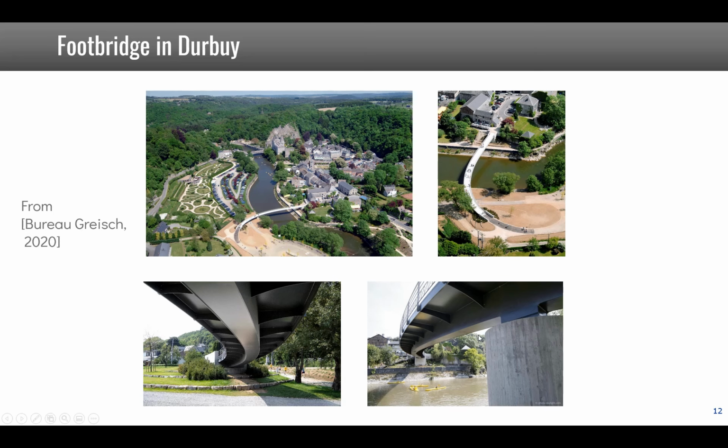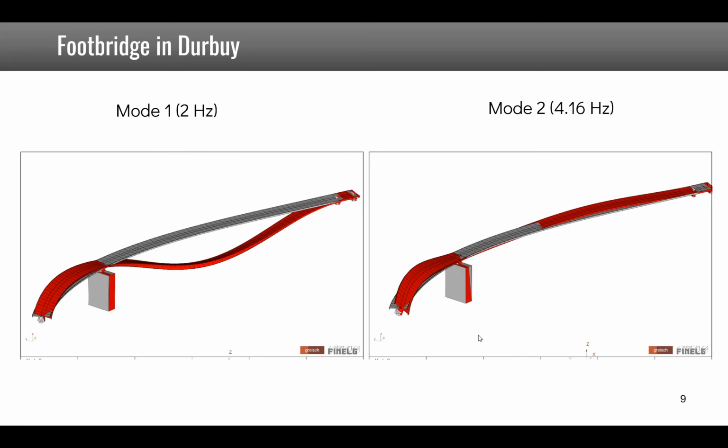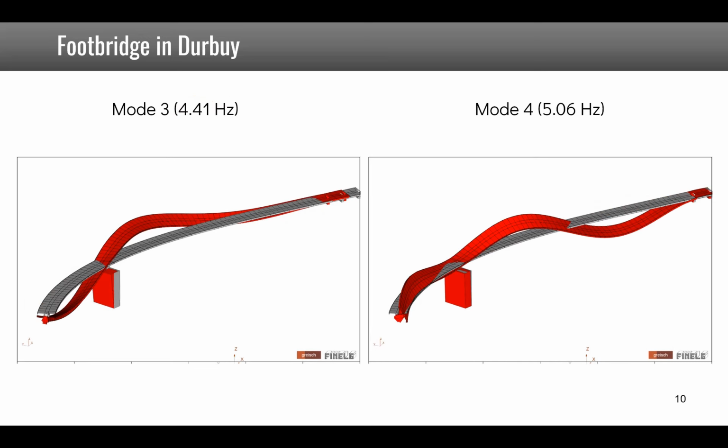This was modeled using finite elements by Bureau Greisch, and these are the first two mode shapes. You see in the first mode shape you have a bending of the main span with a slight torsion due to the curvature of the bridge. In the second one you have a second bending mode of this main span. Note that mode 1 is around 2 Hz, so it's quite likely that there will be problems of vibrations because the pedestrians walking on that bridge have an excitation frequency of around 2 Hz. These are higher frequency modes, just for illustration.